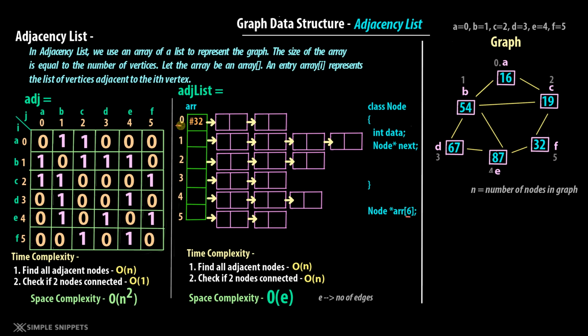So for 0, we've said 0 is A, right? So this is for A. Hash 32 is nothing but the address of the very first element in this first singly linked list. So this first singly linked list will be for all the connections of A. What are all the connections of A? B and C, right? So let me write B over here, or you can also write the value inside B, which is 54.